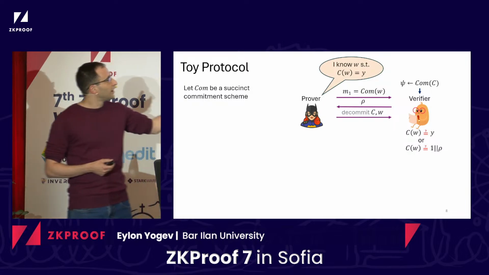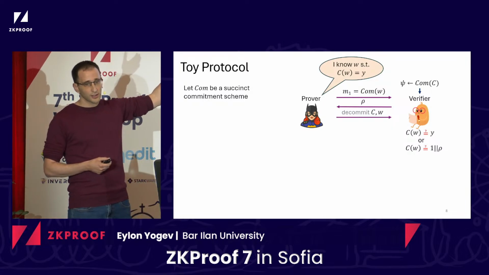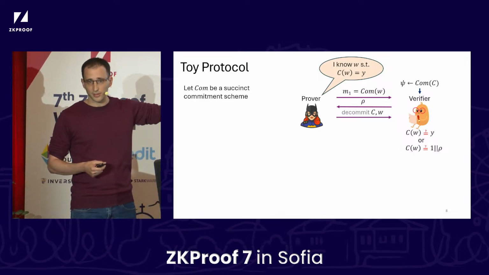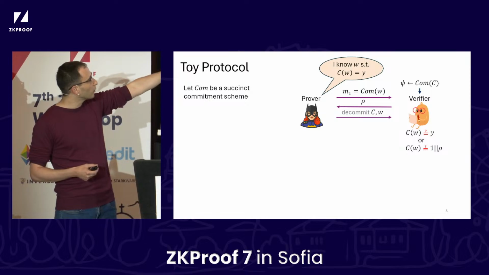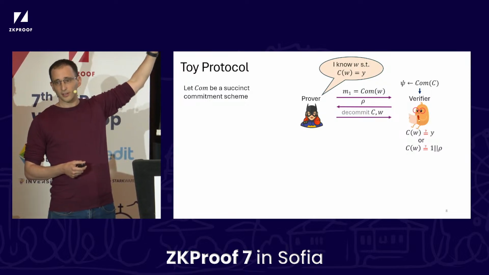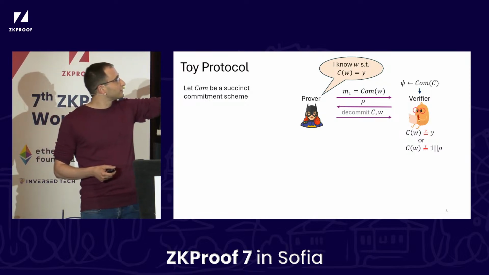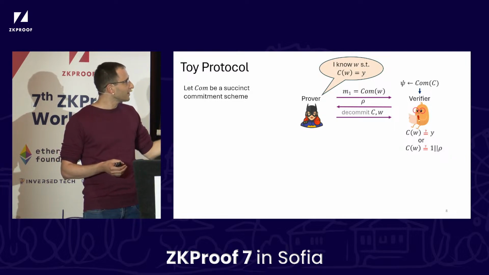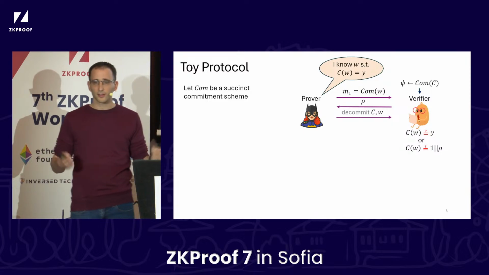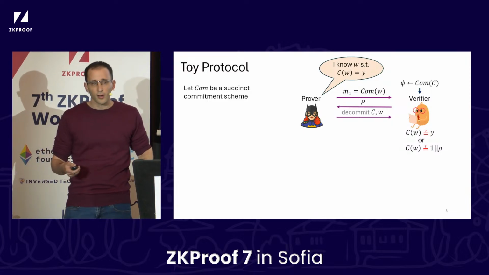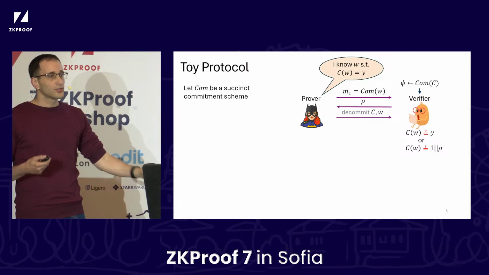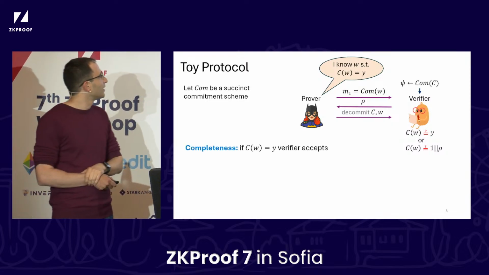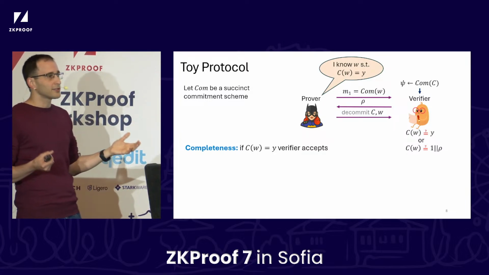We're going to say either C of W equals Y, or the circuit that you already committed to in the pre-processing, on the witness that you already committed to in the first message, equals 1 concatenated with rho. We'll explain why we need this one, but just think of rho, okay? So somehow the prover managed to predict rho in advance. Okay? So this is the protocol.